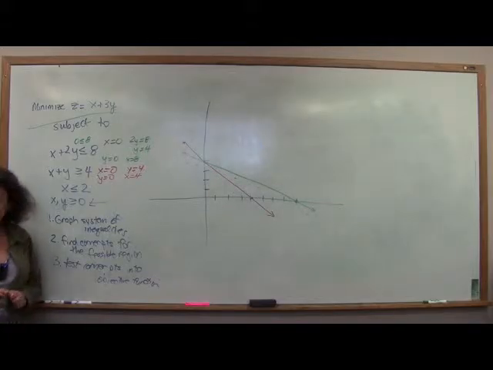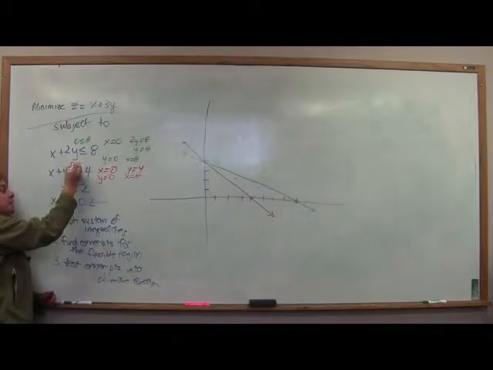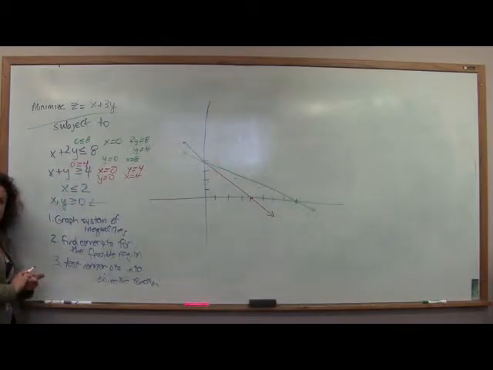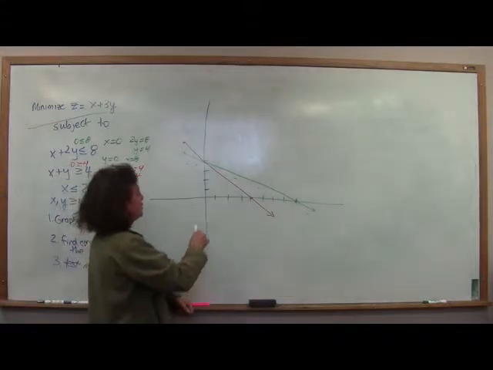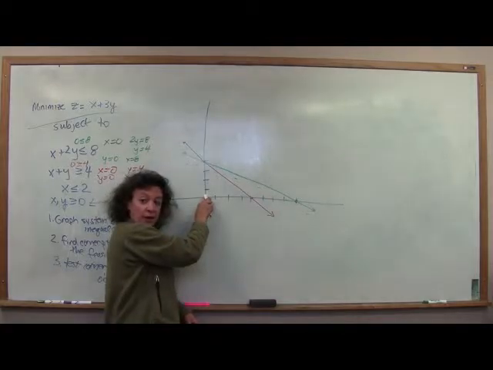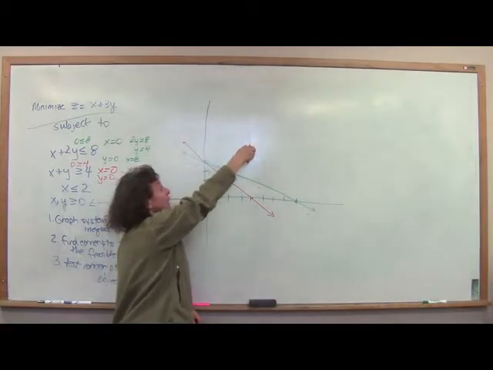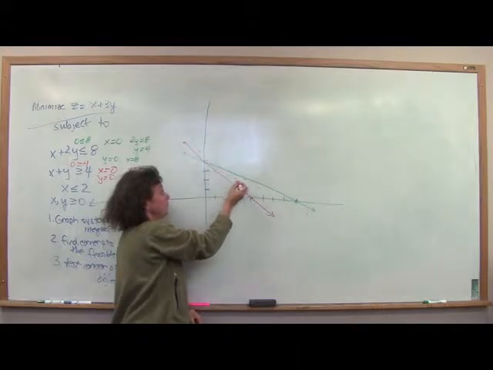Okay, again, I need to know which side of my line to shade on. I'll take a test point. If I plug 0, 0 in here, I get 0 is greater than or equal to 4. Is that a true statement? No, that's not a true statement. So since I tested 0, 0 and got a false statement, that says I shade on the other side of my line.